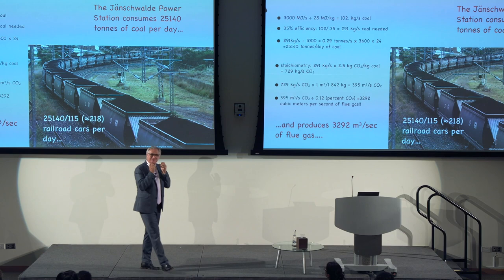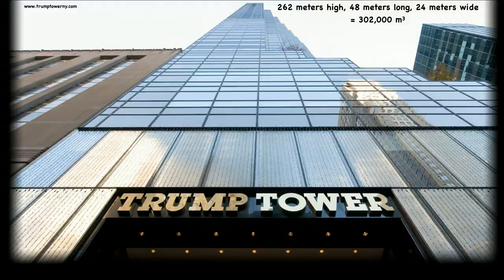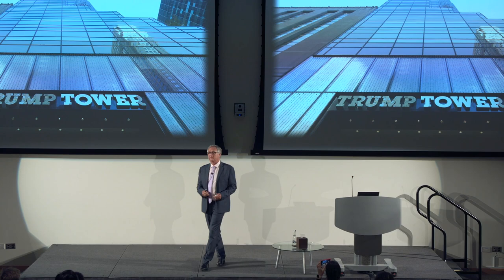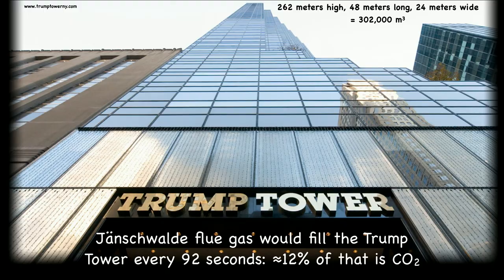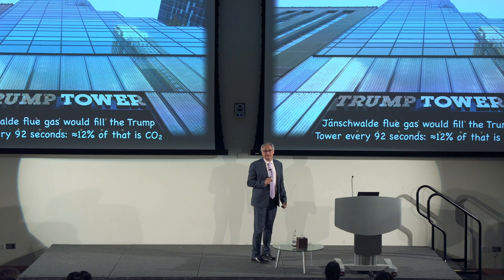So what would be an object that we could use to imagine this much hot, warm gas? Well, the answer is we would go to the Trump Tower in New York City, look at the architectural diagrams, and recognize that about 300,000 cubic meters are the interior volume, which means this coal-fired power plant would fill up the Trump Tower about every 92 seconds. And 12% of that flue gas is CO2. One coal-fired power plant in one part of Germany.